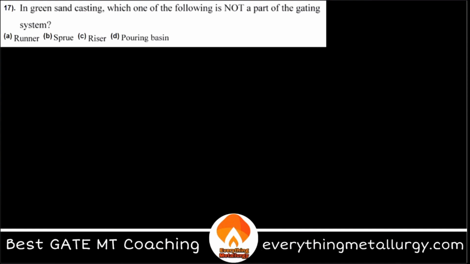Now coming to the next question, in a green sand casting, which one of the following is not a part of the gating system? Runner, sprue, riser and pouring basin. Unfortunately, this question was a marks to all. Okay, that means this is an add score to everyone, because the question itself is wrong, because the gating system consists of all the 4 options. Okay, nothing is an answer.